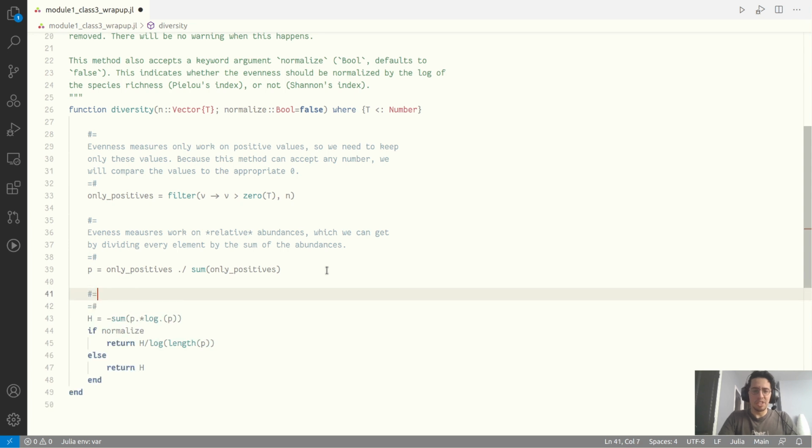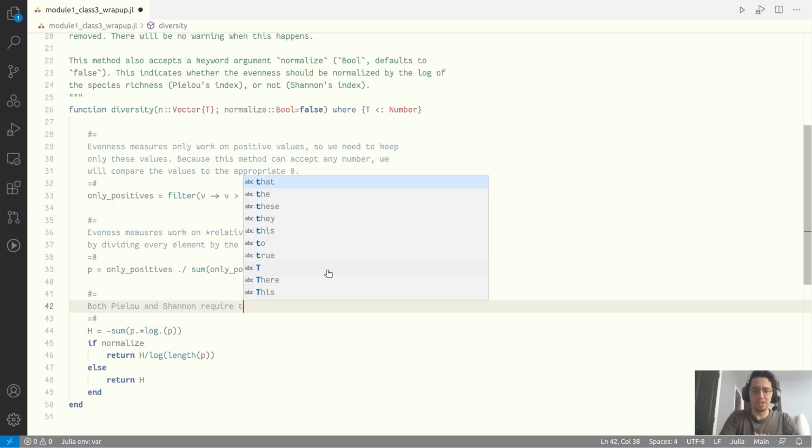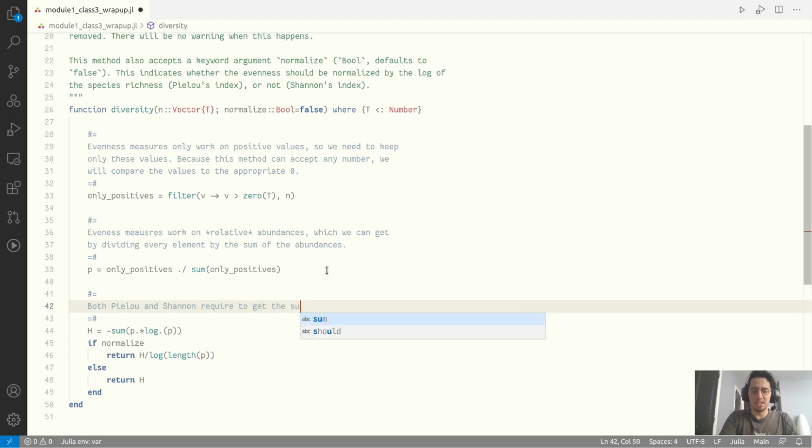Let's add another comment here, and we say, well, both Pielou and Shannon require to get the sum of the product of abundances and their log. And then this gives a negative value, so we return minus that. I can type. Okay.